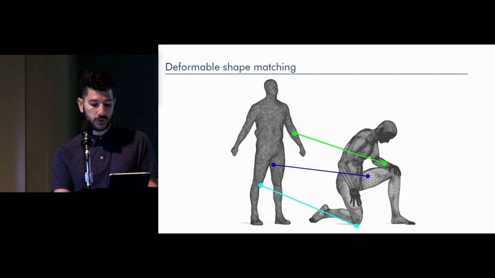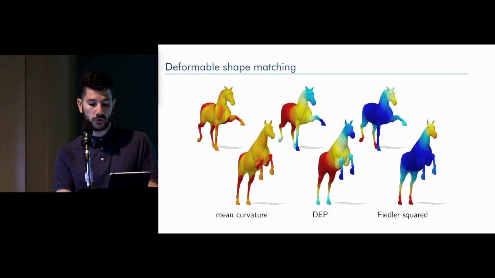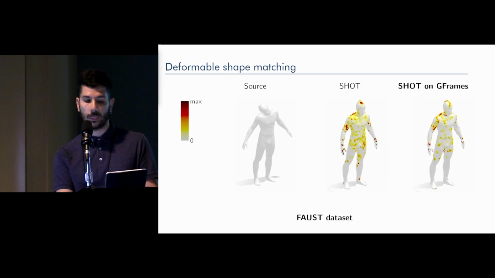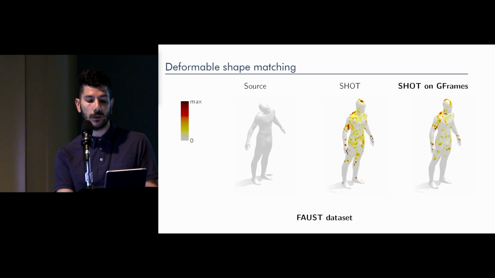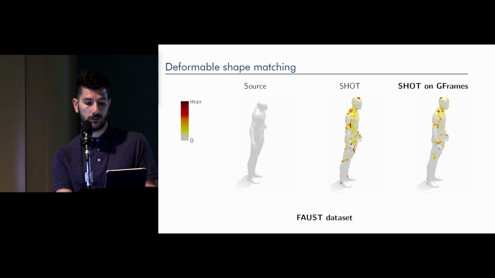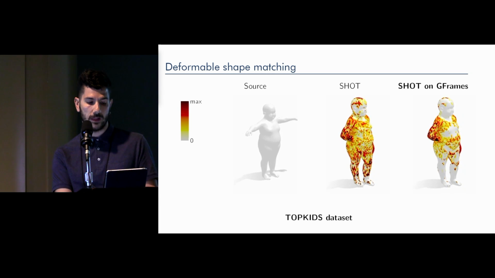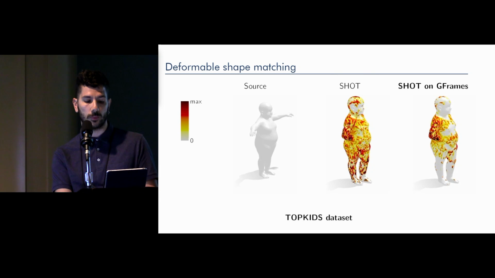As for the deformable shape matching, we use the mean and Gaussian curvature like in the previous rigid setting, alongside two additional functions designed for this specific task, discrete time evolution process and feedback vector. In this slide, we encode the heatmap, with the heatmap showing the point-wise matching errors on the FAUST dataset. We show that G-frames allow for more accurate descriptor matching. Similar consideration applies to the TOPKIDS dataset.